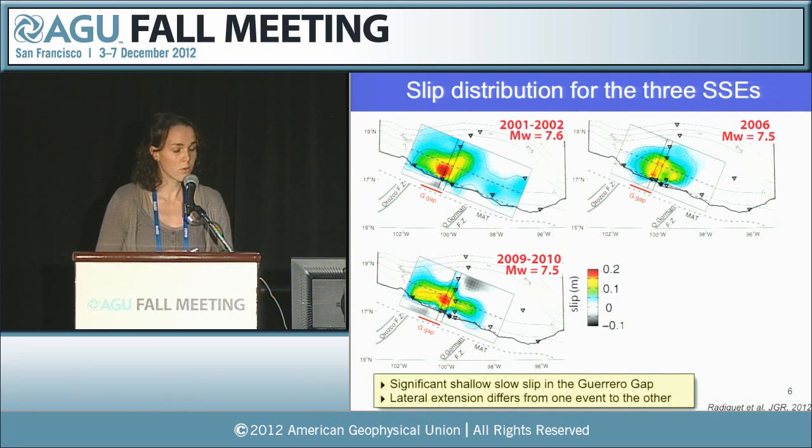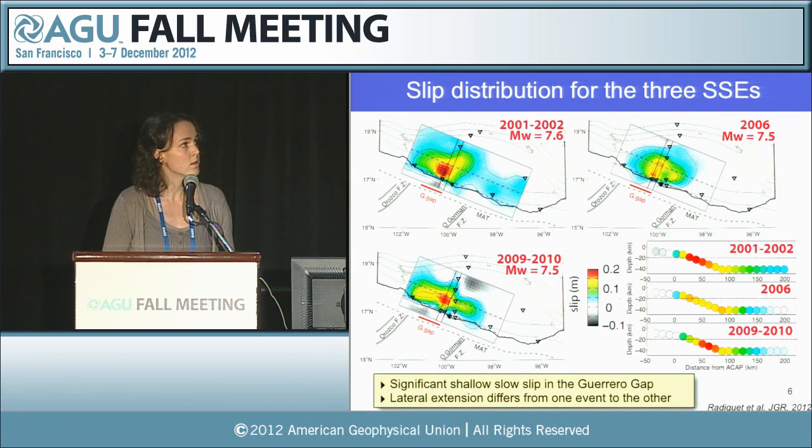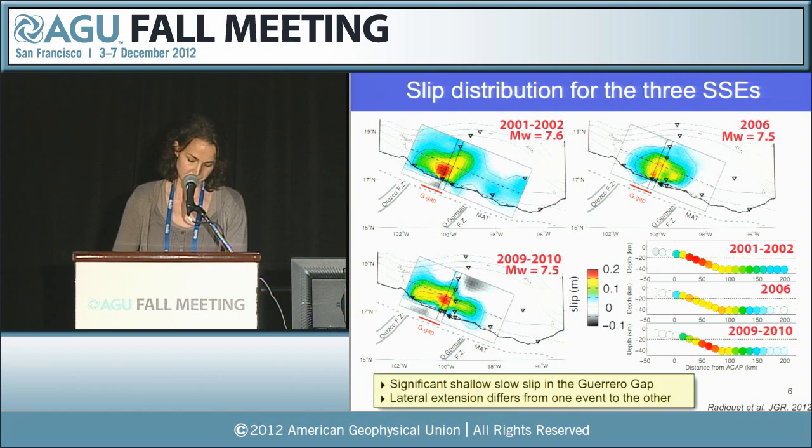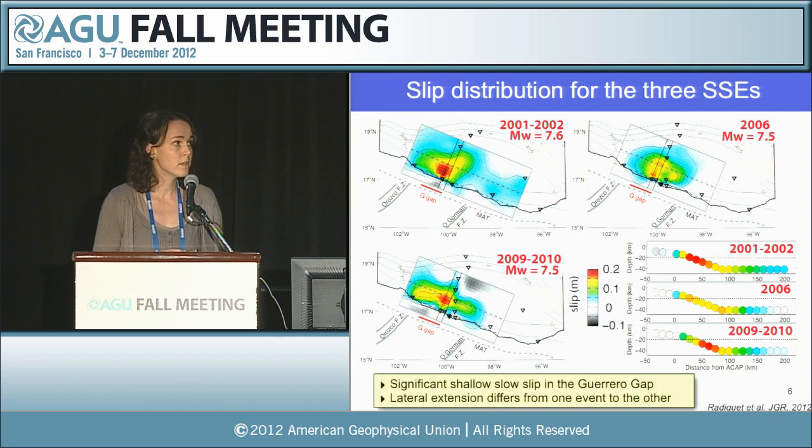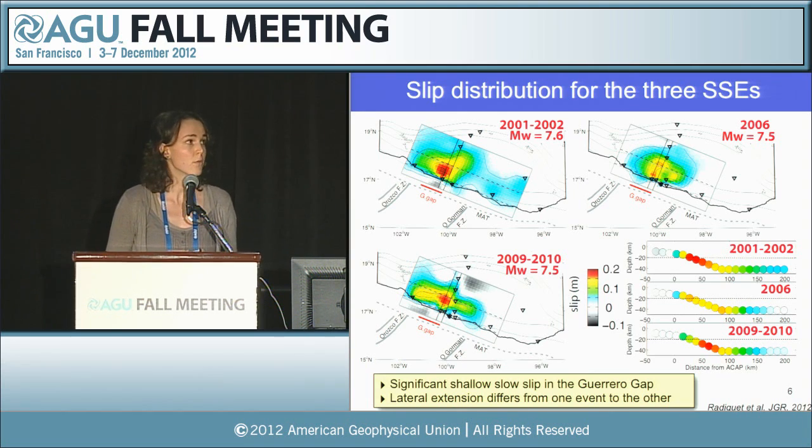If we have a closer look at a cross-section in this Guerrero gap, what we see is that we have significant slip at depths that are quite shallow, from 15 centimeters. This corresponds to a significant slip in the assumed seismogenic zone. You can also see that the lateral extension is different from one event to the other. Understanding the upper depth limit of slow slip is very important to assess the relation between slow slip and regular earthquakes.